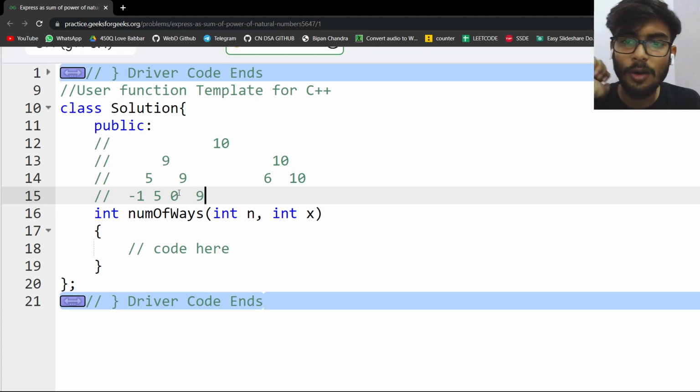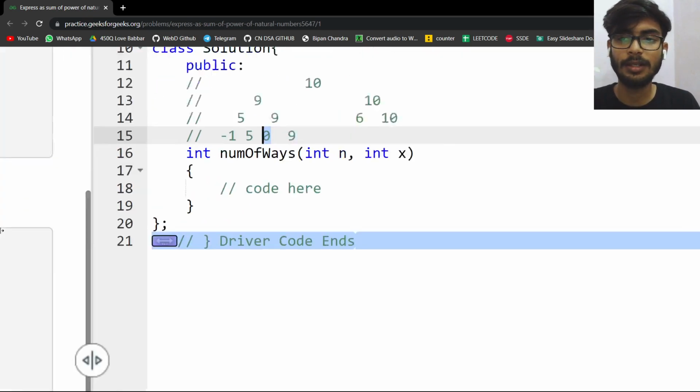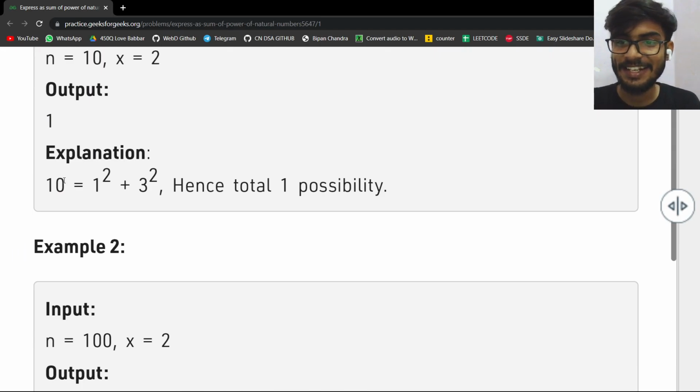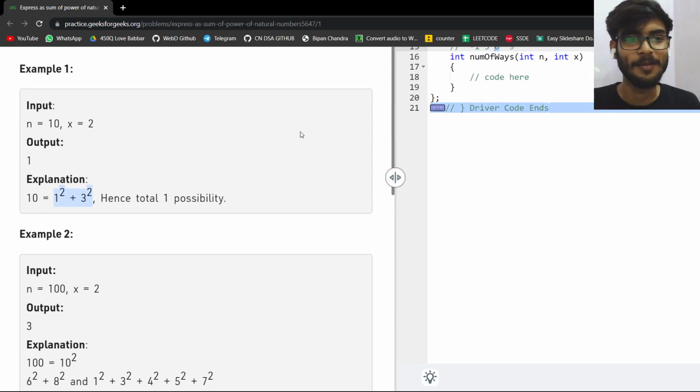Right? Now observe carefully, the 9 has become 0. From which path? From 10 to 9 we have subtracted 1 square, and from 9 to 0 we have subtracted 3 square. So if you look carefully, for this particular case, 10 is obtained by 1 square and 3 square. Okay, so we got our answer.